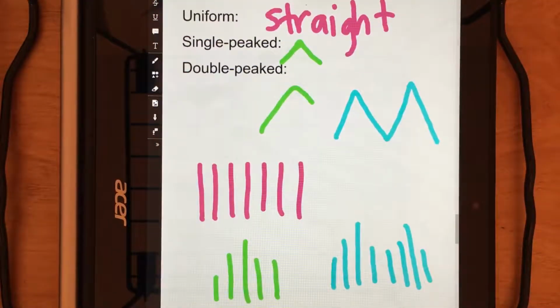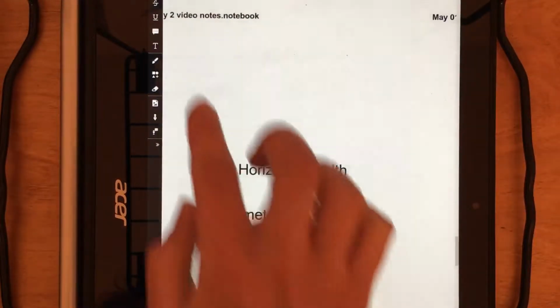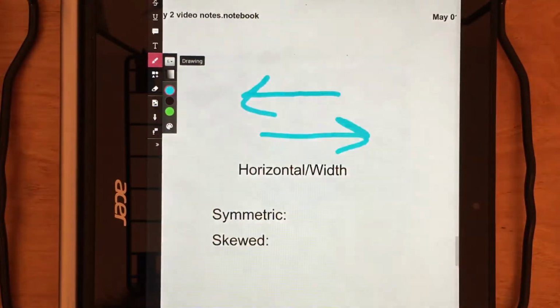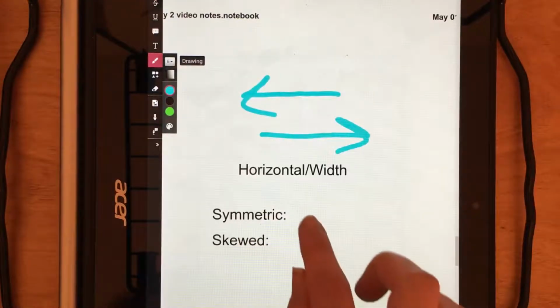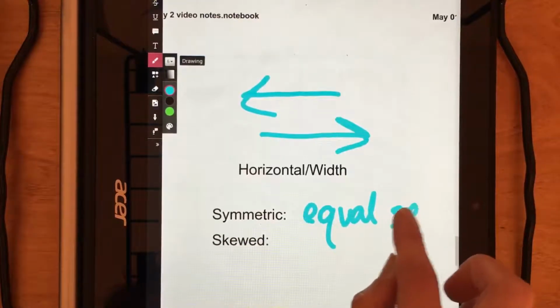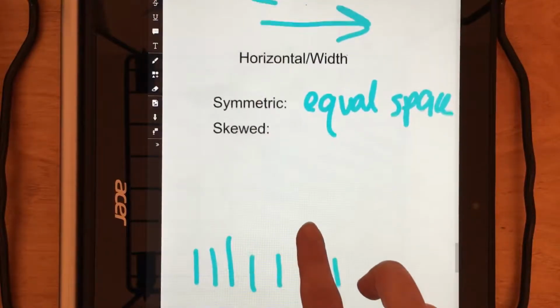Okay, so that's kind of ways to describe the height of the graphs, which is all about the shape of the graph. Now we're going to talk about horizontally. There's only two ways to describe that horizontally, which is basically how wide things are spread out. So symmetric is going to mean they're all equally spaced. So they're all kind of equally spread out. There's some on the left, some on the right. They're all just kind of there. So that's that. There, you can see it now.